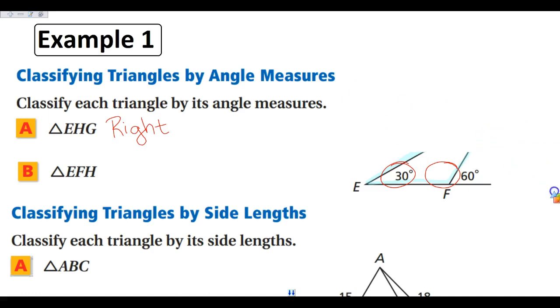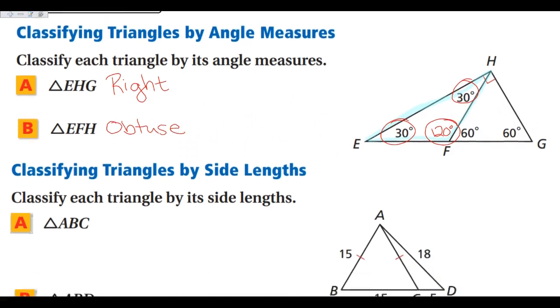I'm going to take everything else away. If we look just at these two angles, you should notice that they are a linear pair, which means that they are also supplementary. So if I take 180 and I subtract 60 from that, I will get that this angle is 120 degrees. Now that I know this angle is 120, I know that it is more than 90, so it is an obtuse angle, so I have an obtuse triangle.